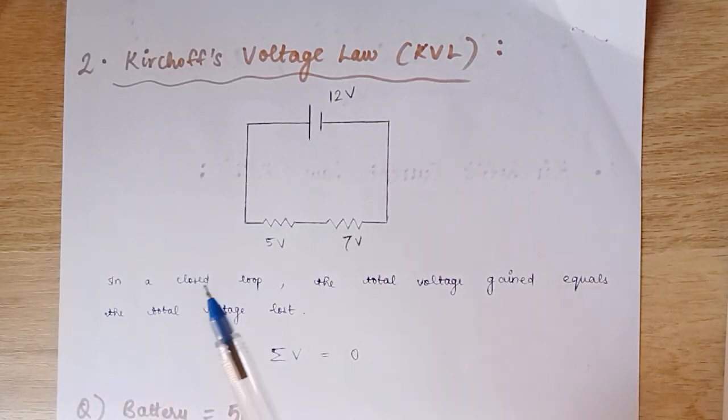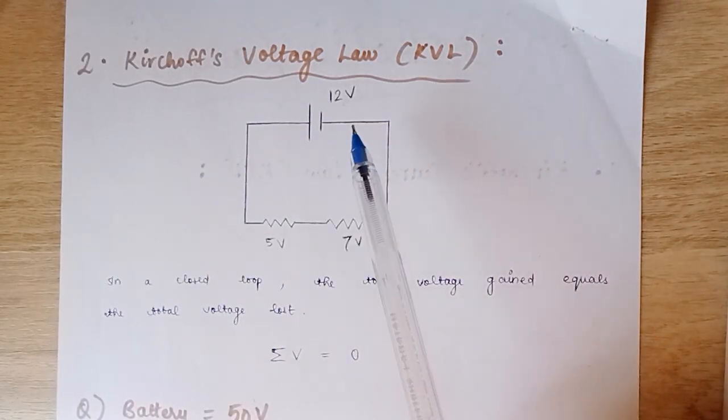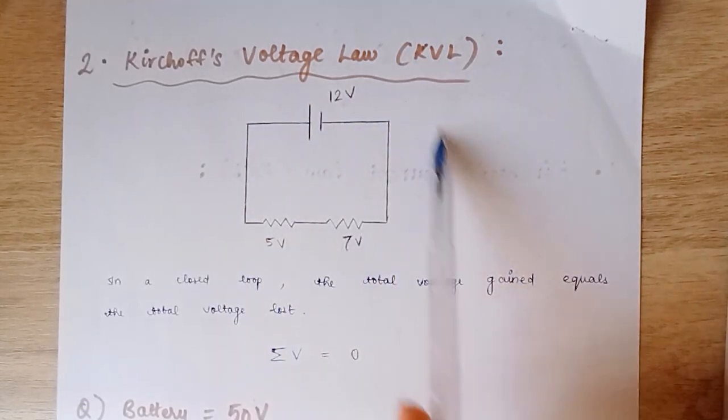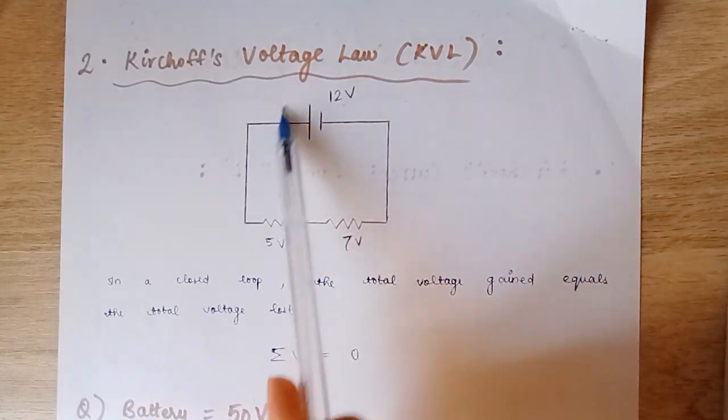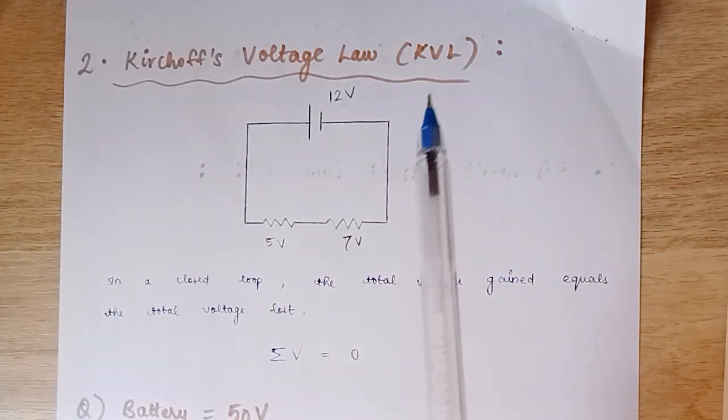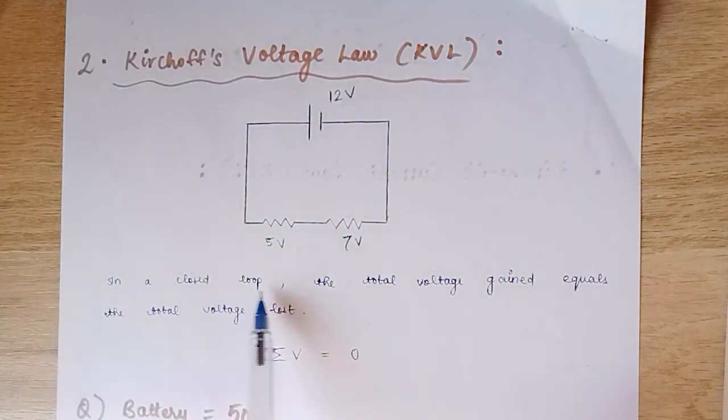The second law of Kirchhoff is Kirchhoff's voltage law, also known as KVL. So when you think of this law, this is the diagram that should come to mind. In this diagram you can see that there is a battery of 12 volts and 2 resistors of different voltages each. Now this law states that in a closed loop, the total voltage gained equals the total voltage lost.